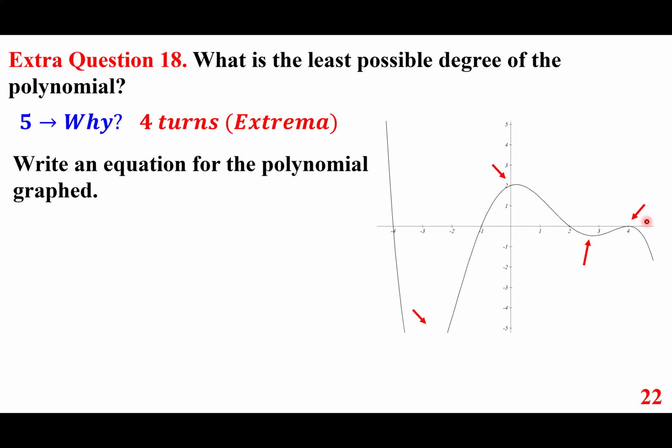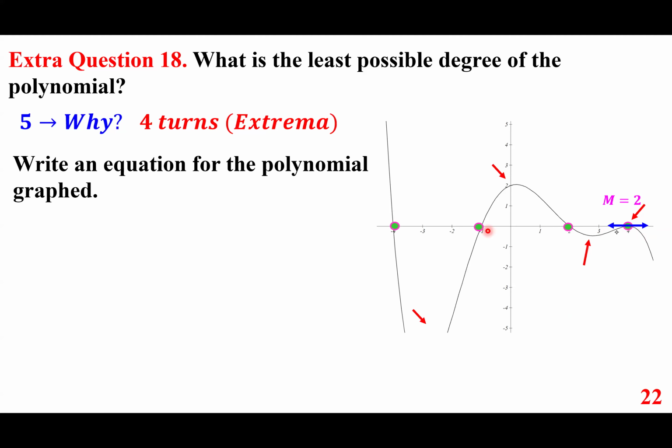Write an equation for the polynomial graph. These are the zeros. Crosses, crosses, crosses, can't cross. Notice it doesn't cross. I'm going to put a double arrow, meaning the multiplicity must be 2.